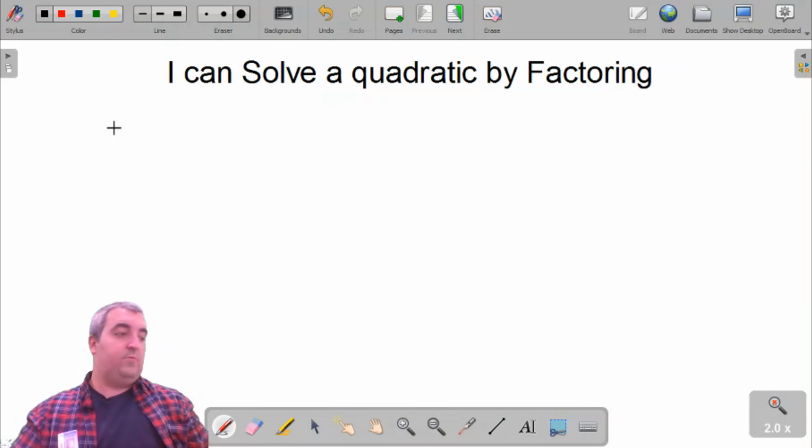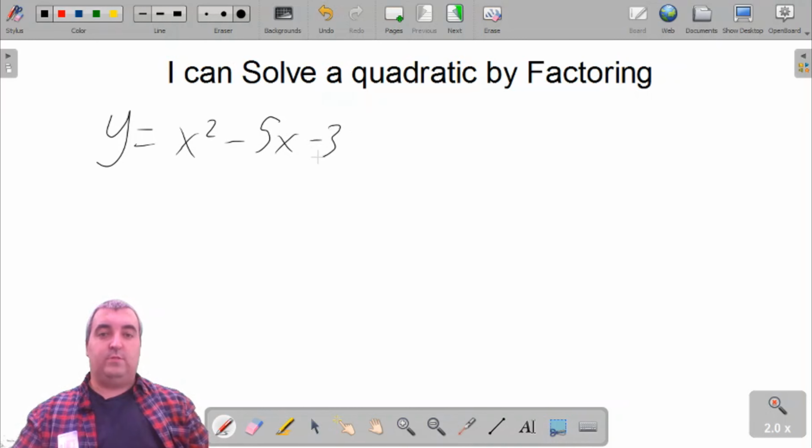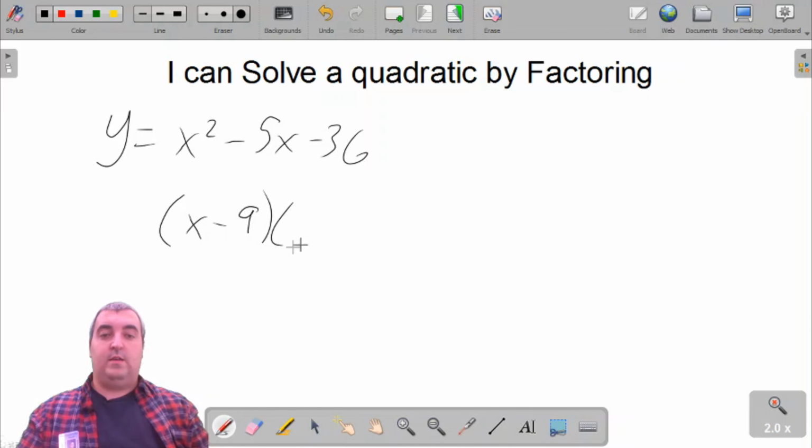so let's go ahead and we'll first deal with it in standard form. So this is kind of getting two things out of the way right away. If you have it in standard form, if we want to solve by factoring, well, you got to factor it. So going through this and factoring it, you end up getting x minus 9, x plus 4, right?